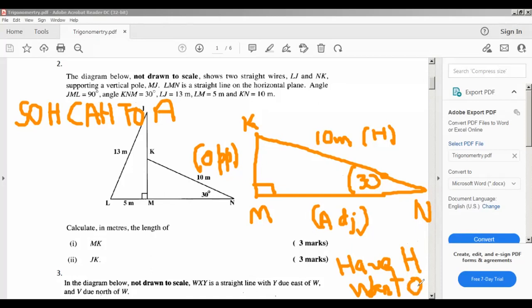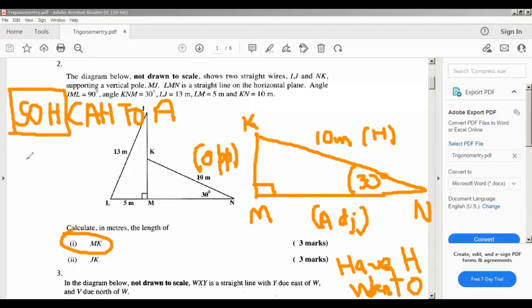Sine is O over H. How do we know we want O? Technically speaking, they didn't tell us that we want O. They tell us we want MK. But when we label it with the O, the H and the A, we know that MK is actually the O. So we want the O and they give us the H. Sine has O and H, so that is how we're going to work it out.